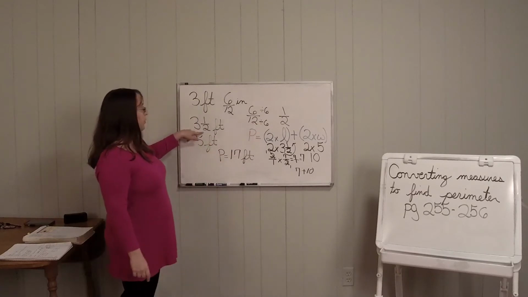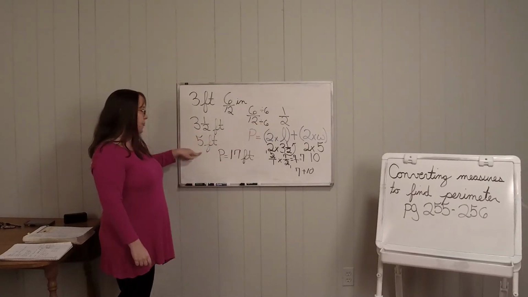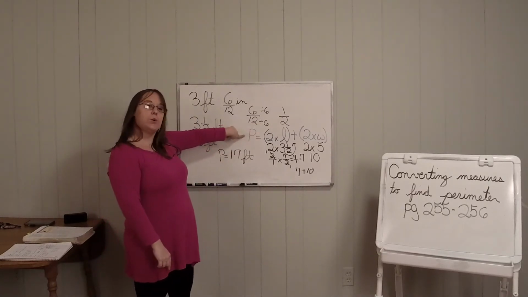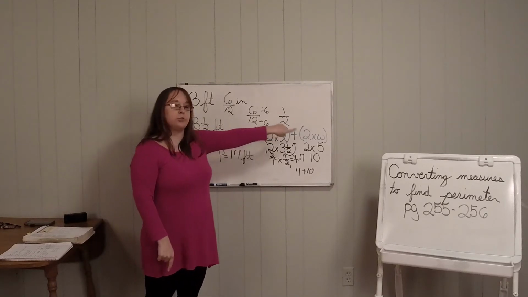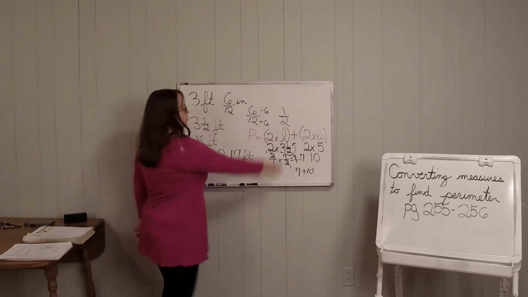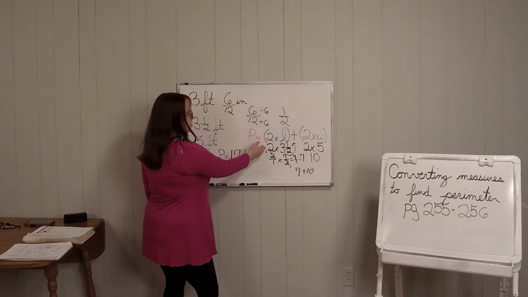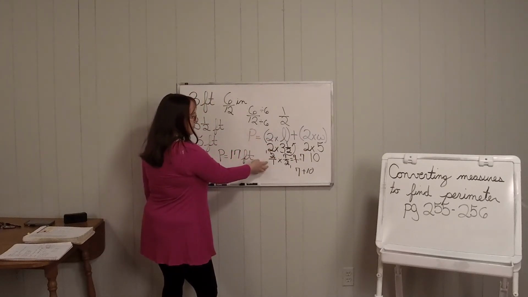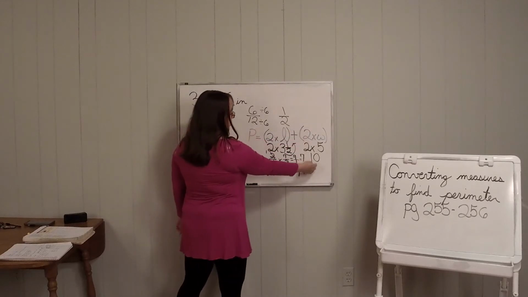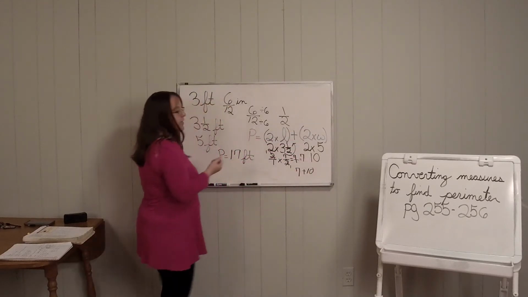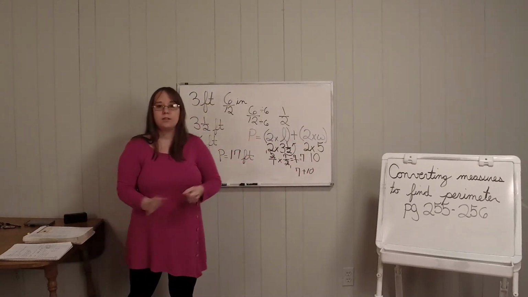So then you have 3 1/2 feet and 5 feet. Do your perimeter equation, 2 times L plus 2 times W, because you have 2 lengths and 2 widths. Multiply your fractions, cancel out if you can. Multiply those 2 whole numbers, then add them together and you get 17 feet.